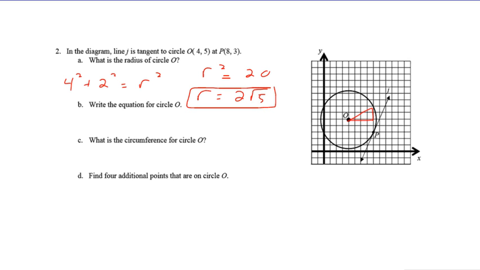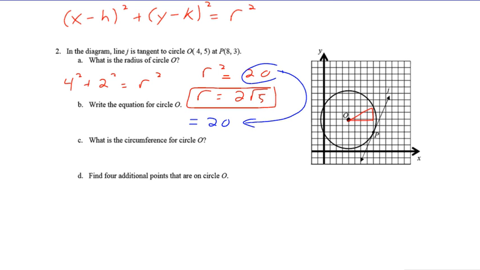But for the equation of the circle, what we actually want to be substituting in there is r squared. So it's going to be equal to 20, which we get from there. H and K are the coordinates of the center of the circle. Remember, the sign on the coordinates is the exact opposite of what the actual coordinate is. So the center of this circle is 4, 5.